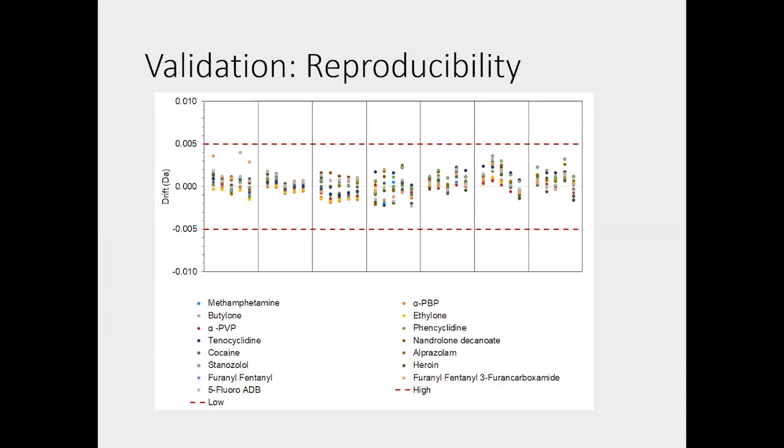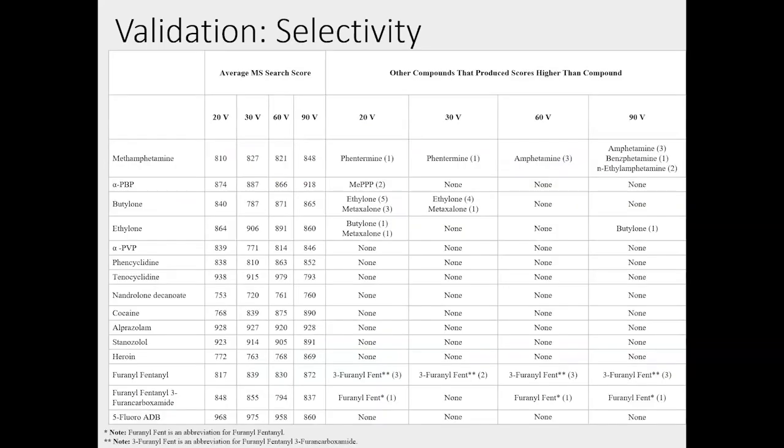So the reproducibility section that we did, we ran a 15 component solution 5 times a day for 7 days. And this is an example of the 20-volt data. And you can see the dotted lines indicate the 5 MMU drift that was acceptable. And all of the data points are within that 5% tolerance. So it is very accurate, even with a complex mixture. Next slide.